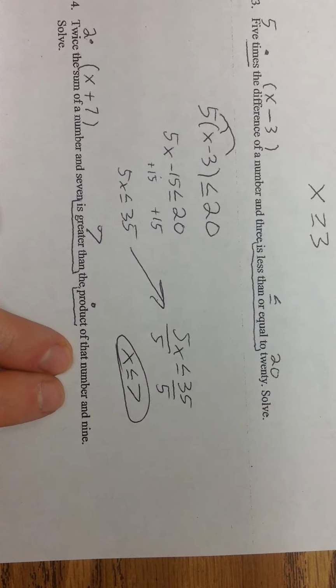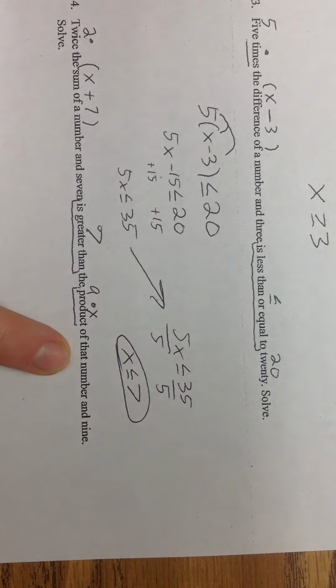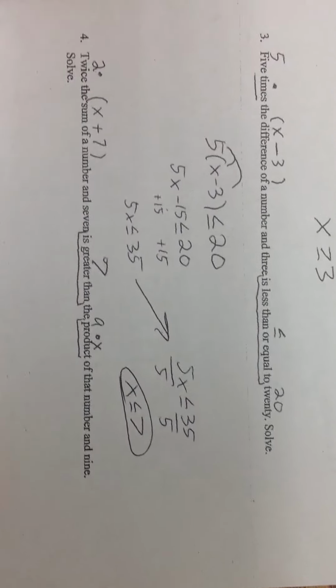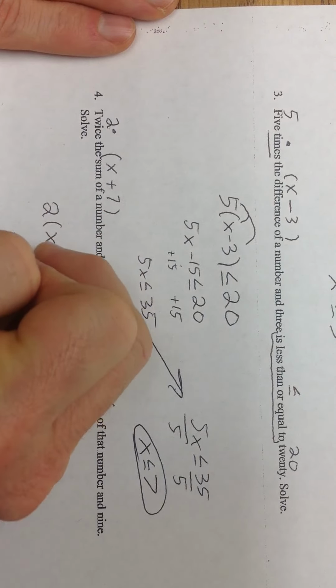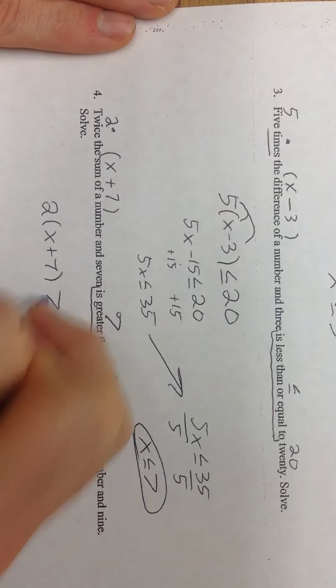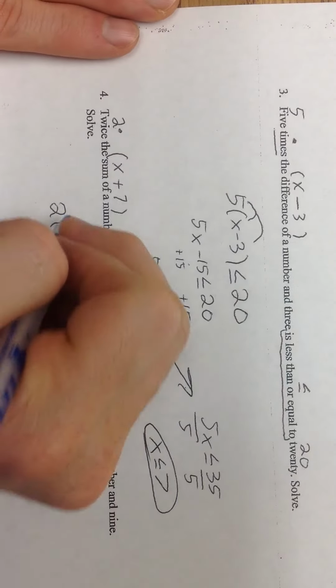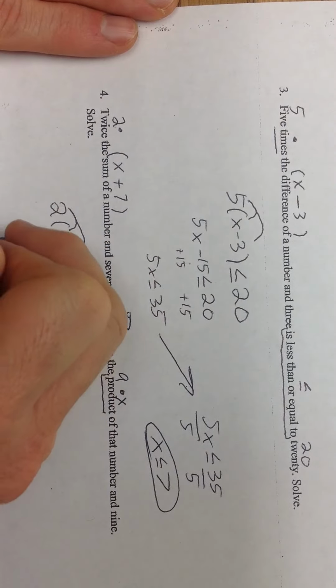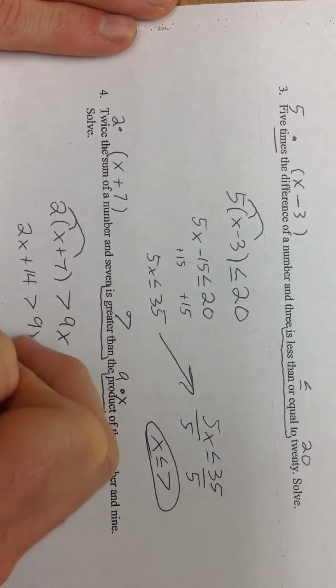Now, if we did this in order, it would be x times 9, but usually when we write these, we put the number first, so this is really going to be 9 times x. And because multiplication is commutative, the order doesn't really matter. So if we write this out as one long inequality, it would be 2 parentheses x plus 7 is greater than 9x. Okay? So if we distribute here, 2x plus 14 is greater than 9x.